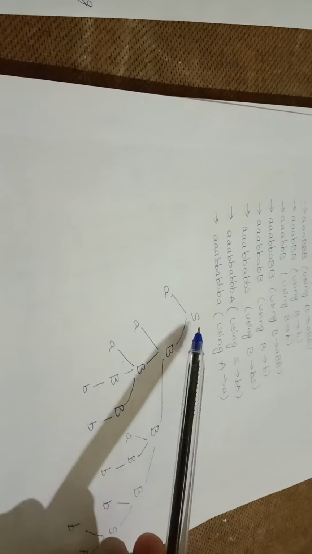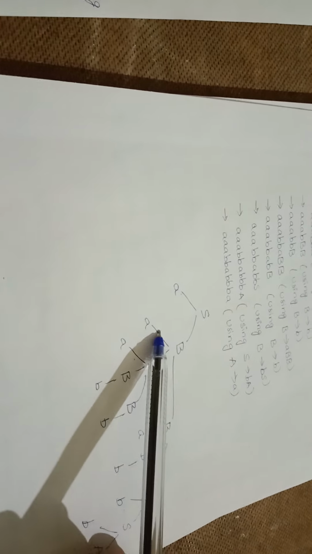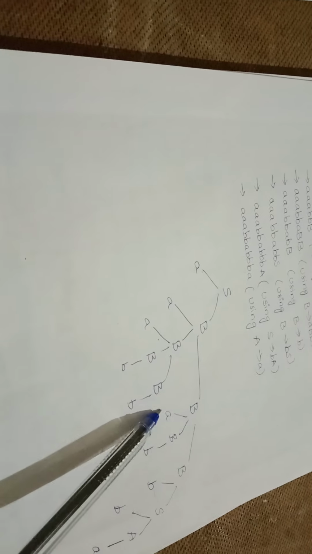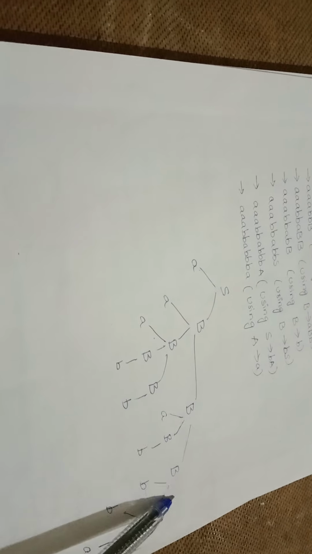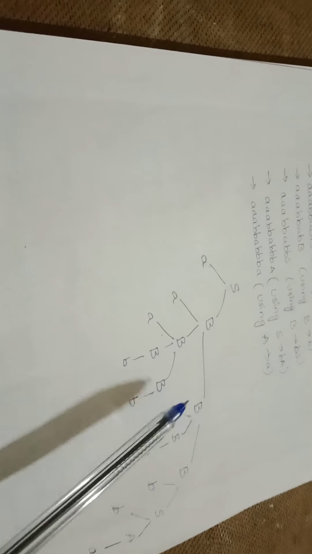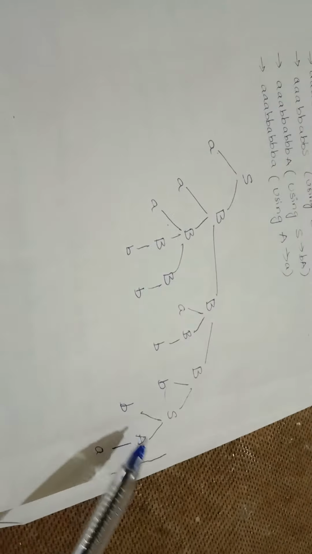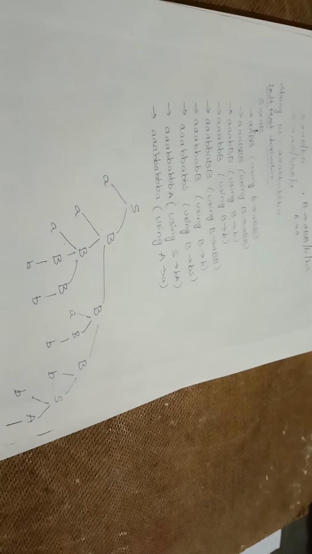So based on this you need to construct the parse tree also, that is S tends to AB and B tends to ABB. Based on this, whatever we are constructing, you need to draw this parse tree also. B tends to ABB, again B tends to ABB, and B tends to ABB, and B tends to B, B tends to B, B tends to B, and B tends to BS, S tends to BA, A tends to A. So this is the leftmost derivation.